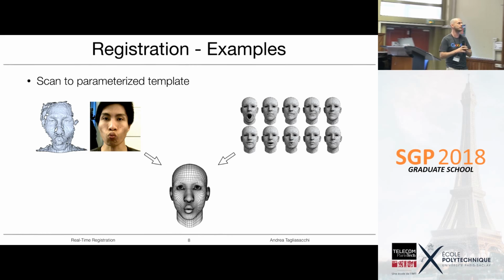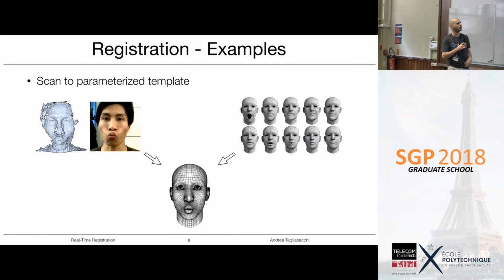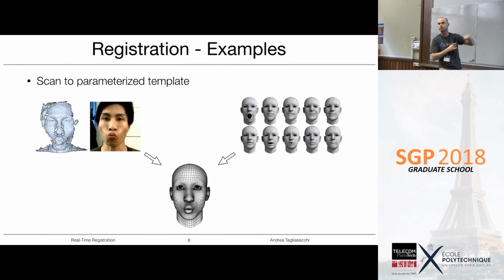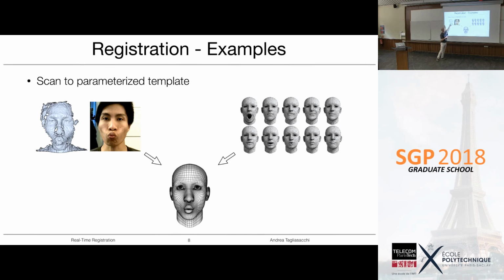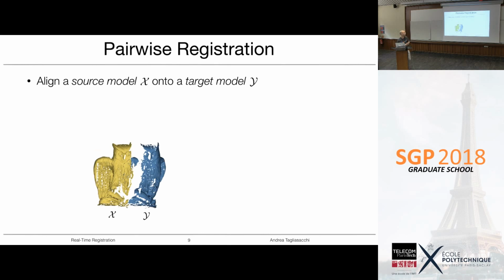And what I want to do is that given these two channels of information, I want to find out the combination of those shapes that actually create the shape of this person in this particular expression. So that's a registration problem as well. And actually, today we'll discuss most of what you need to do for this kind of problem.